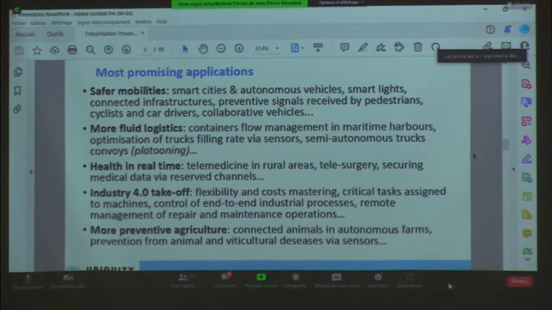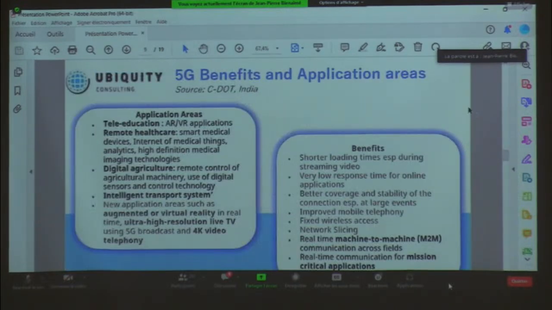Most promising applications, I will not detail, but you have safer mobility with smart cities and autonomous vehicles, more fluid logistics, platooning, health with real-time telemedicine, telesurgery, Industry 4.0, preventive agriculture. I put a slide also from my TSDSI colleague in India, Shikha Srivastava, for 5G benefits and application areas, with also tele-education, remote healthcare, intelligent transport system, and new application areas such as augmented and virtual reality in real time, UHD live TV, and 4K video telephony. Benefits: real-time machine-to-machine, real-time communication, and low latency.